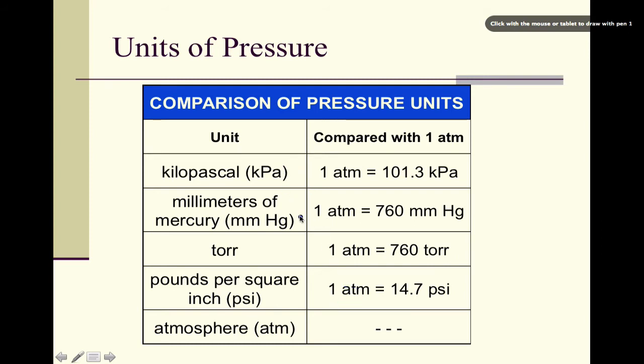You should note that 1 atmosphere is the same as 760 millimeters of mercury, and 1 atmosphere is also the same as 760 torr. So because 1 atmosphere equals the same thing, what we know is that millimeters of mercury and torr are the exact same quantity, just the same unit with a different name. So millimeters of mercury and torr are the same thing, they equal each other. Atmospheres, there isn't one here because it's compared with 1 atmosphere for the rest of these.